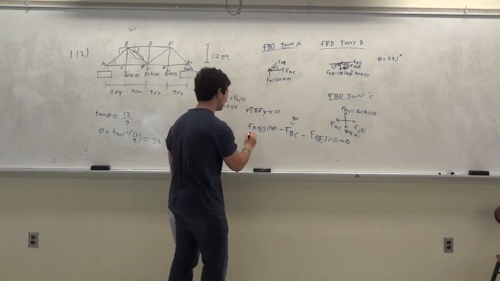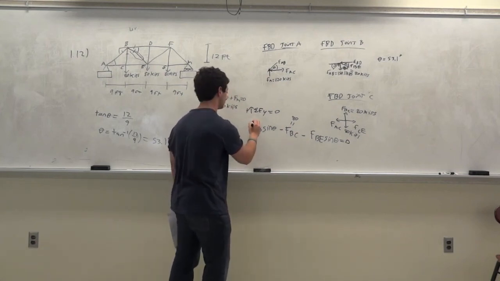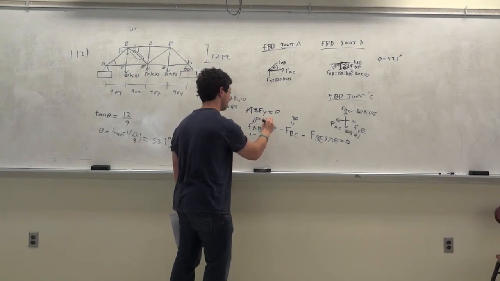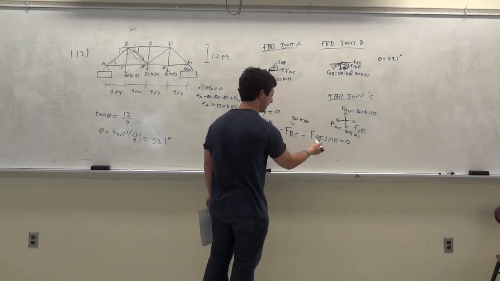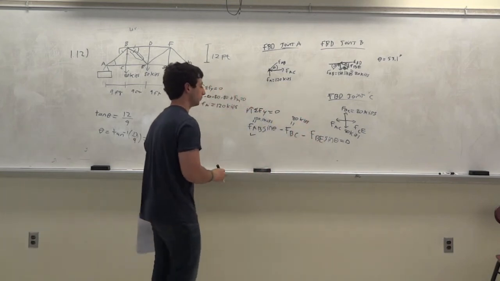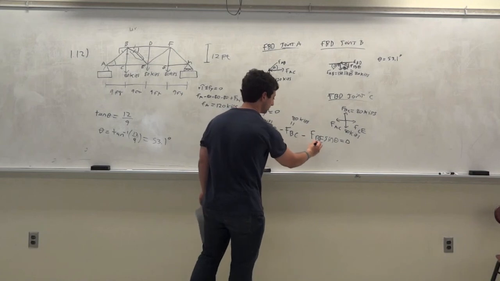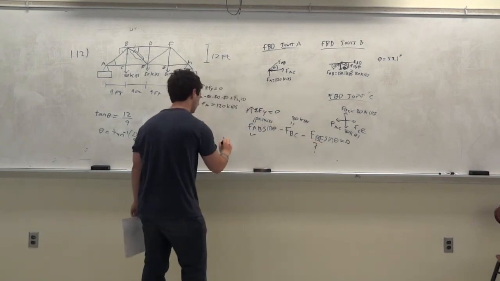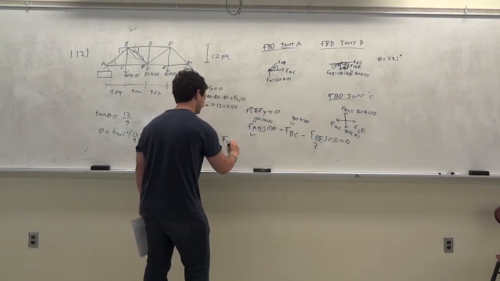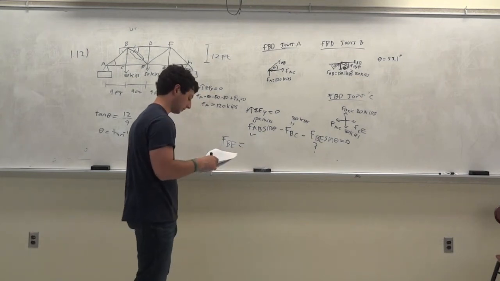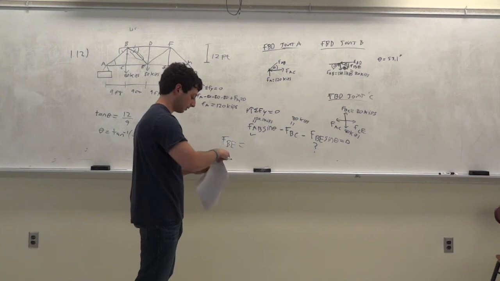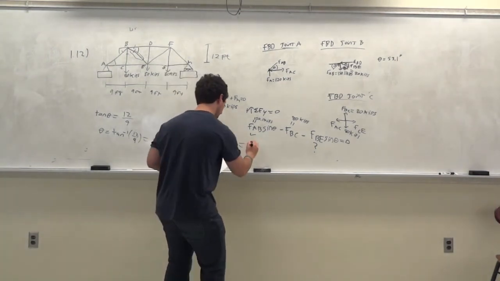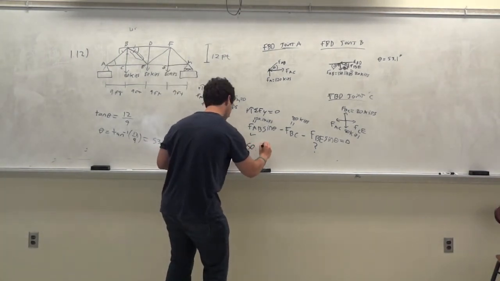Okay? So this is known. This is 150.1 kips. This is 80 kips. And theta is known, it's 53.1. So we want to find this. This is unknown. So FBE is equal to, after you guys plug and chug, you should get .1 kips.